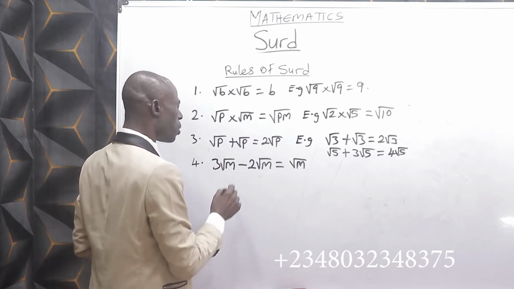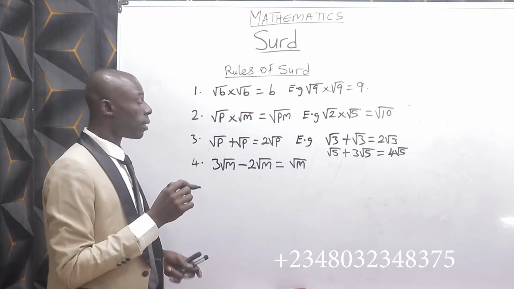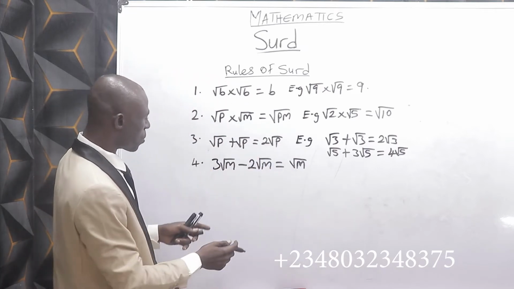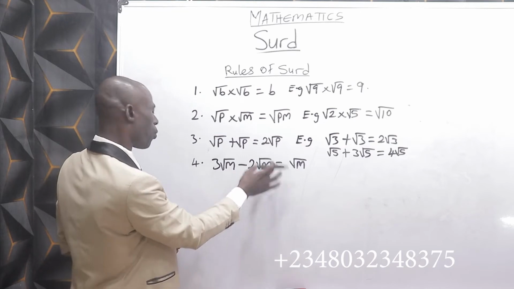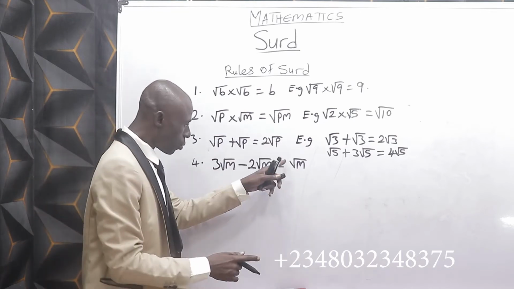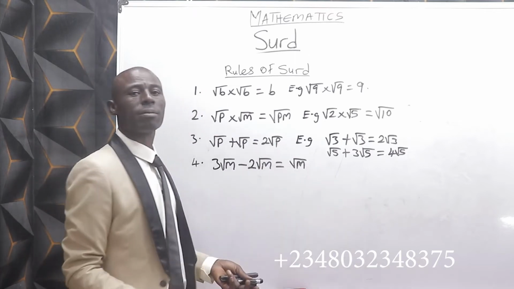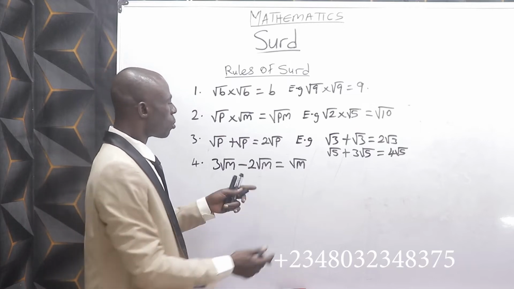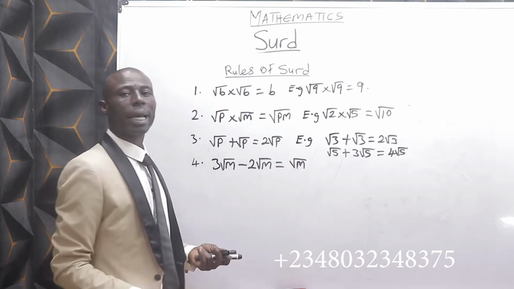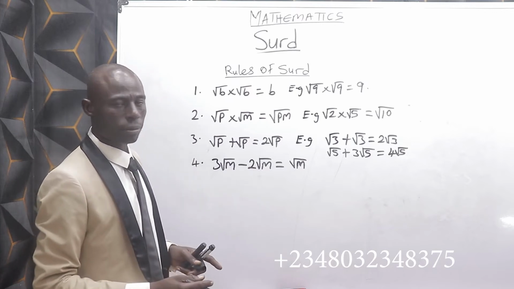3 root m minus 2 root m gives root m. It simply means when you subtract 2 root m from 3 root m, it gives you only 1 root m, which is root m. Root m is the same thing as 1 root m. You just don't need to put that 1 there. If you put it there, it shows you as an amateur.